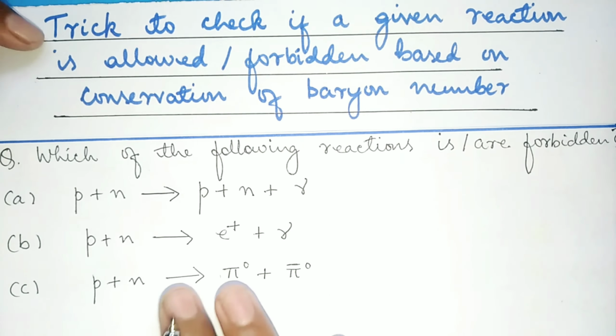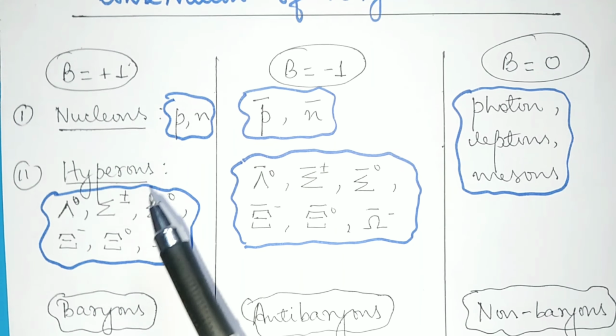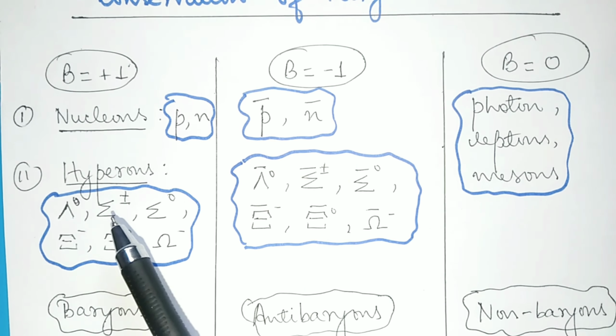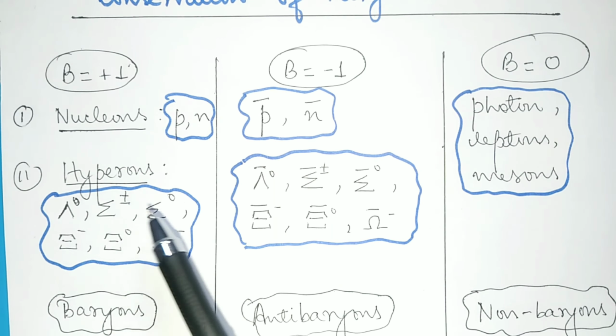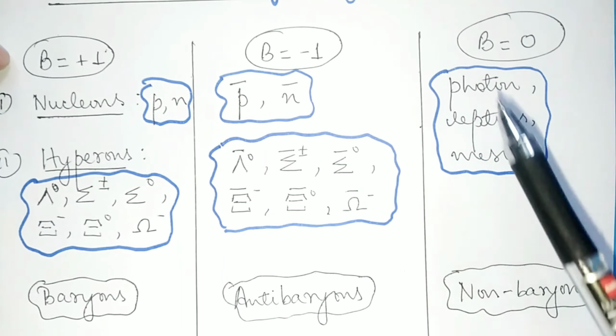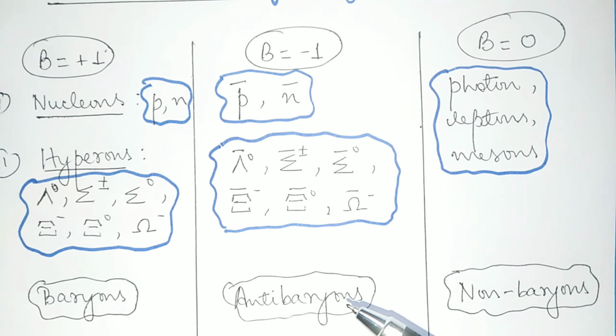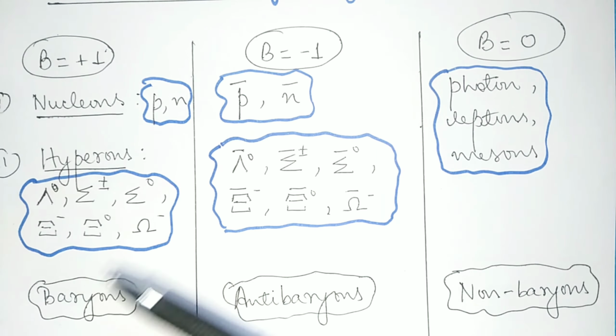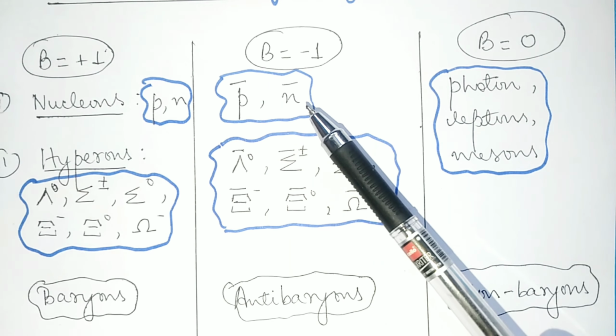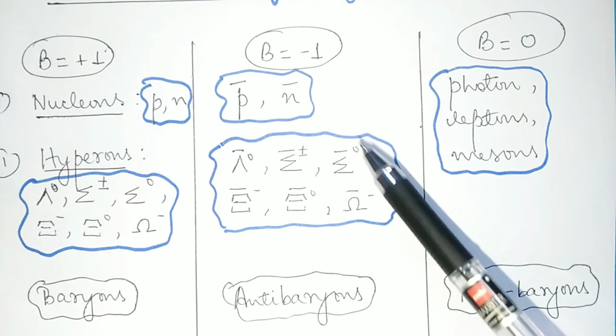B equal to +1 is assigned to nucleons and hyperons. Nucleons are proton and neutron. Hyperons are lambda 0, sigma plus minus, sigma 0, xi minus, xi 0 and omega minus. These are baryons. And B equal to -1 is assigned to anti-baryons, the antiparticles of baryons, okay? Antiproton, antineutron and so on and so forth.